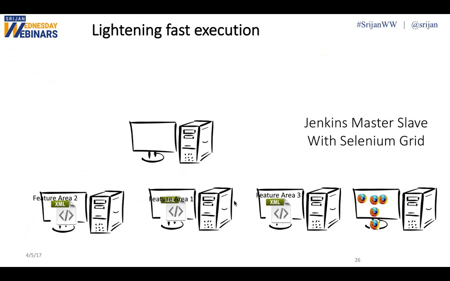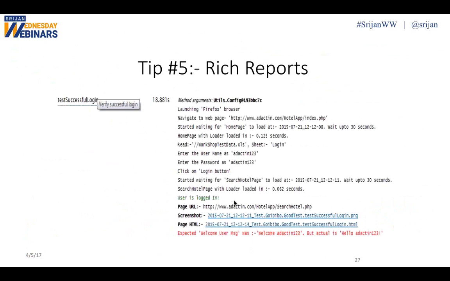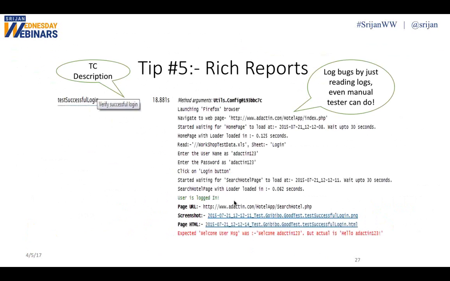Tip number 5 is use or build rich reports. For example, a report like this, where you have the test case description. You get the complete logs when the test case failed, what steps failed when the test case failure occurred, and what happened before this test case failure. So you can copy paste this automation log report and file a bug. You don't have to manually repro the automation failure and then write the bug steps in your issue tracking tool.